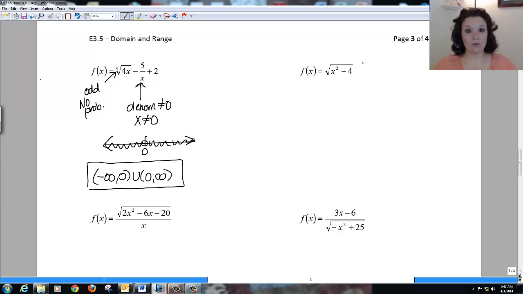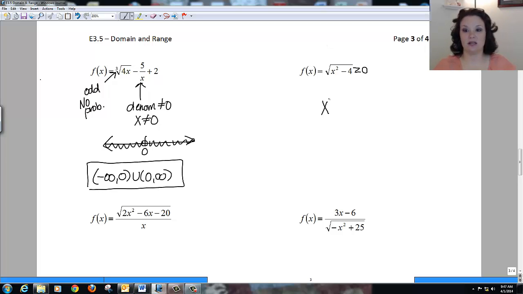Here we have an even root. We know that even roots have to be greater than or equal to 0. Now, in order to solve this, on all the other ones, we just isolated x, right? We just moved the 4 over. But here I have an x squared. Okay, if I have an x squared, I cannot solve this using the square root.